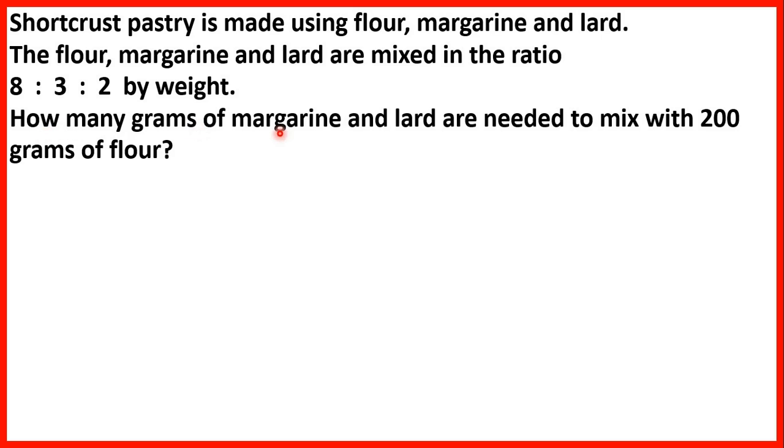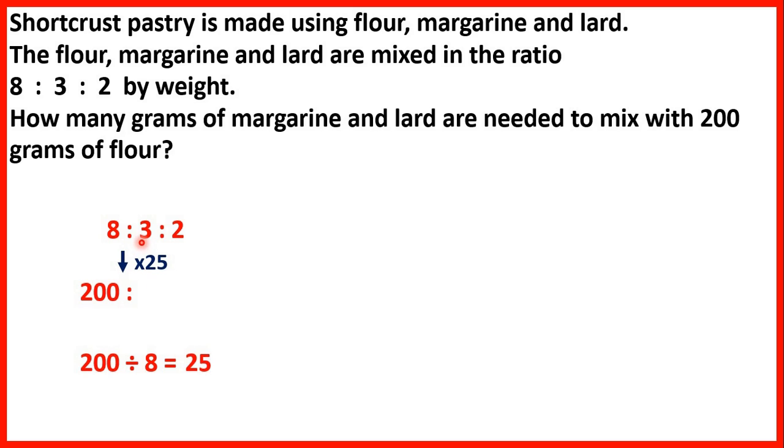So how many grams of margarine and lard are needed to mix with 200 grams of flour? So the ratio is 8:3:2, and the first number in the ratio is the flour. And we know that there are 200 grams of flour, so we can write 200 below the 8. So now we need to think 8 times what is 200? Well, 8 times 25 is 200, and we can work that out because 200 divided by 8 is 25.